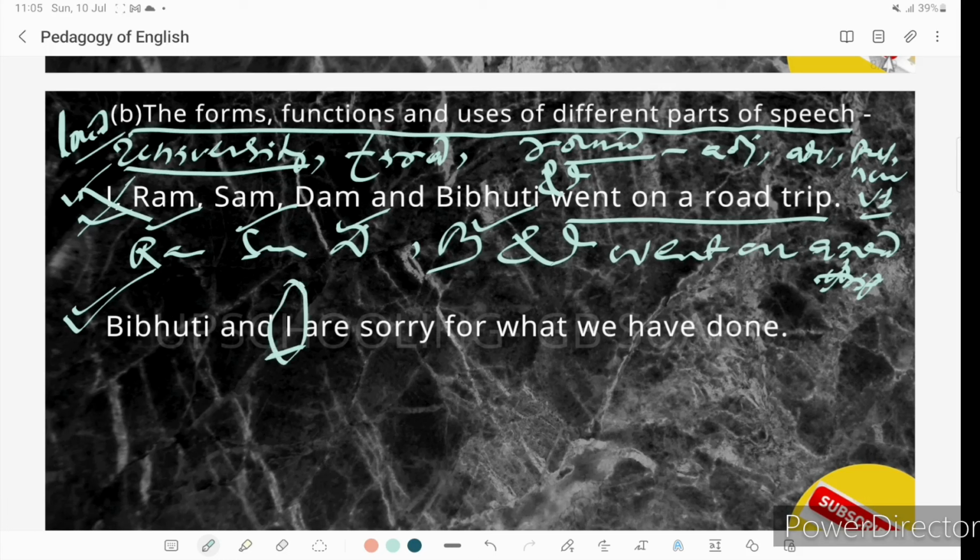When referring to a group in a negative situation, this is a negative situation. We are feeling sorry. This is an apology. Then I usually takes precedence in the sentence. Vibhuti and I are sorry for what we have done is not the correct one. This is wrong. Rather, I say first I and Vibhuti.